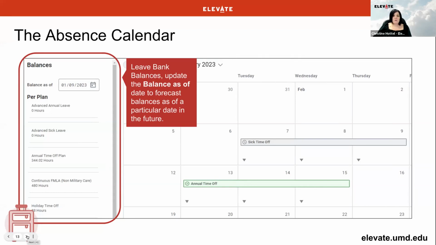So you can go back and look retroactively at a balance, or you can look at future balances. You can forecast what your balances are going to look like in the future, and that is going to take into consideration your accruals. And if you have future absences that are pending or approved, it will deduct that from the balance accordingly.